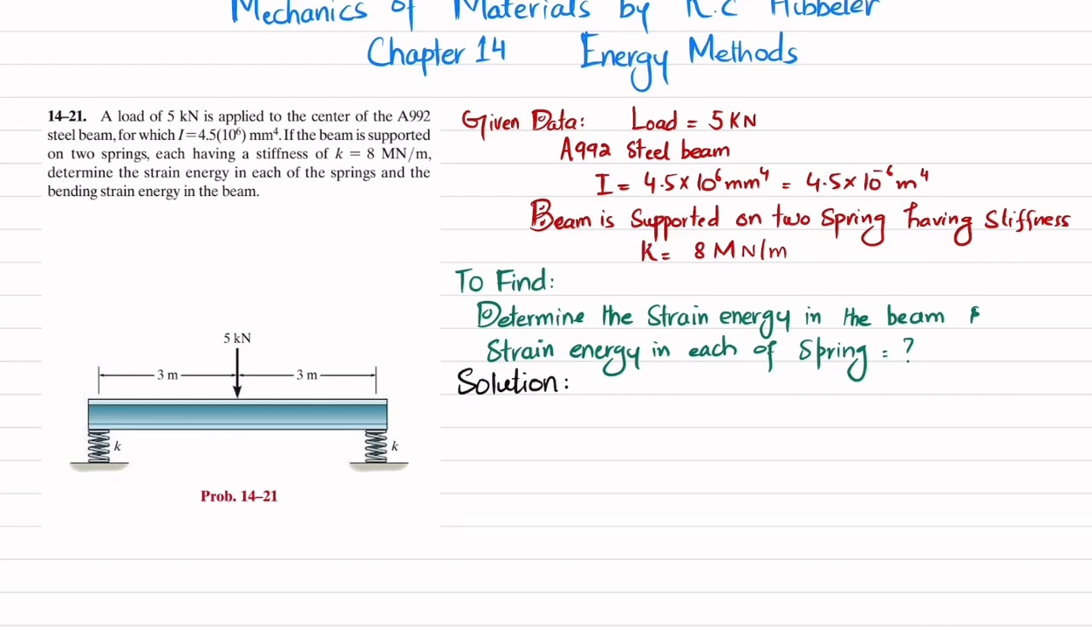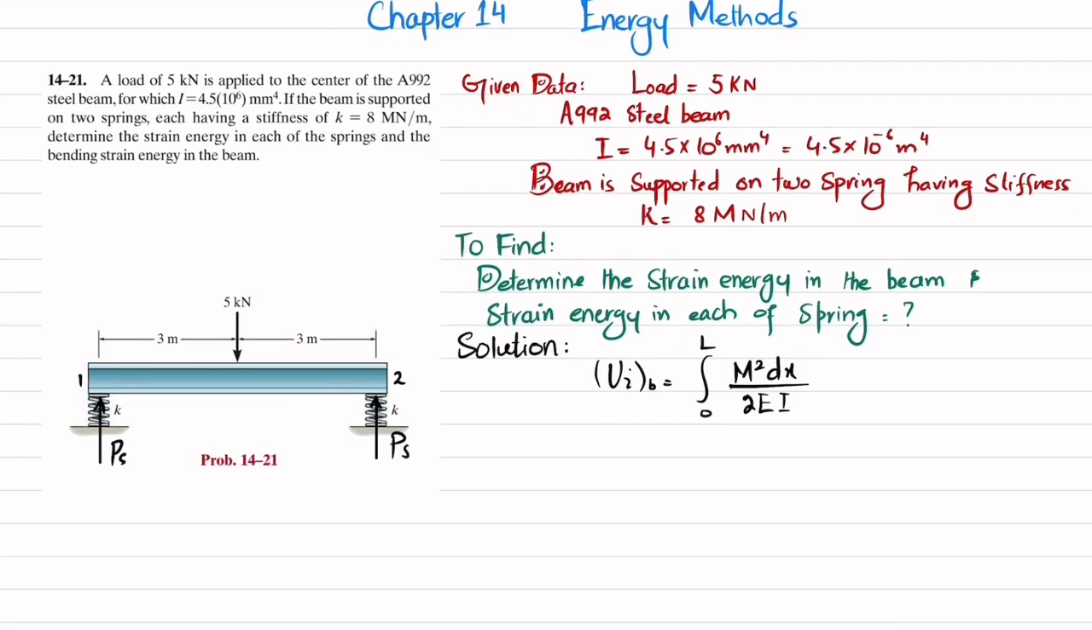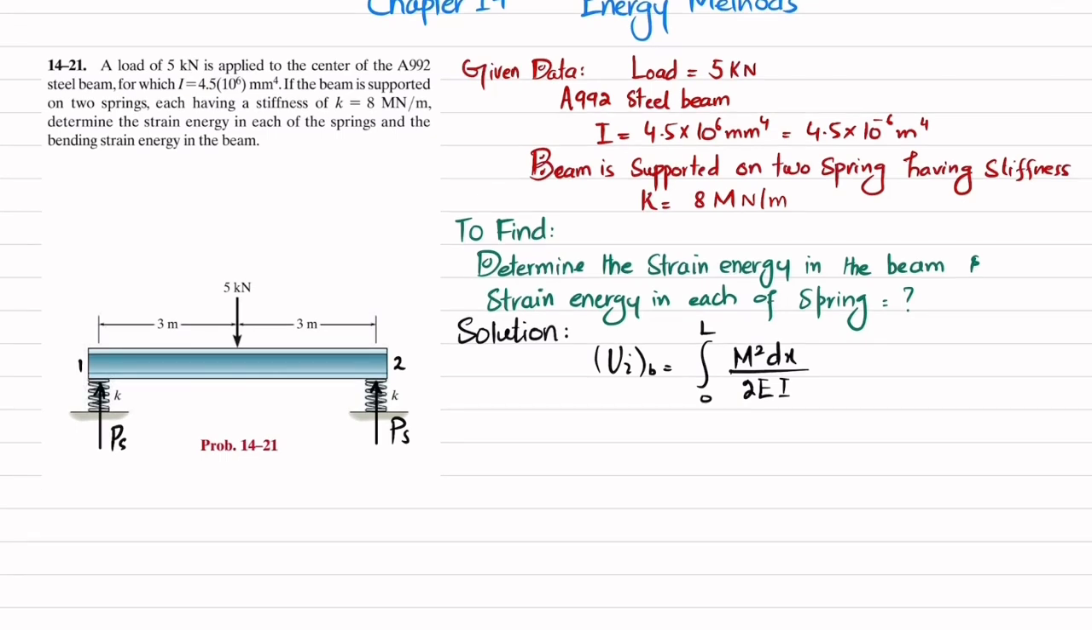First, we know that strain energy due to bending is equal to the integral of M squared dx divided by 2EI, with limits from 0 to L. We'll find the moment, but before that, if you remove this spring, it will exert a vertical reaction on the beam, equal to P of spring. Similarly, if you remove this other spring, it will exert a vertical reaction on the beam, which is also P_s. This is your point 1 and this is your point 2. We'll find this P_s using the equation of equilibrium. Both springs have the same stiffness, so let P_s equal P.